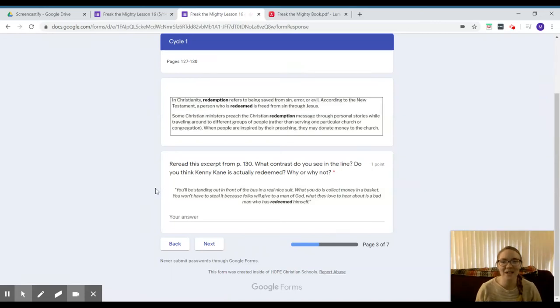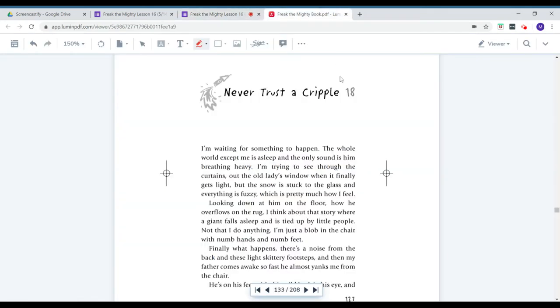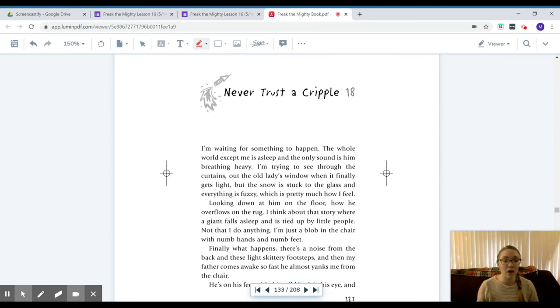All right, we are on cycle one. For cycle one, I need you to have a notebook ready and I need you to have your book open to page 127. Pause the video and find those two things. Now that you have your book open to page 127 and something to take notes with, as we read, I want you to look for examples of contrast, so those differences, and make notes of those.